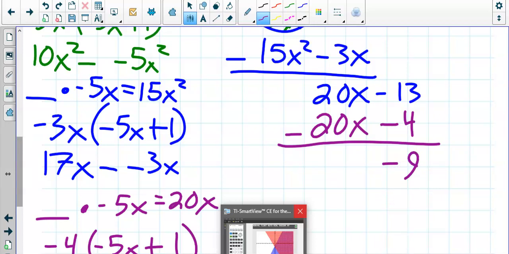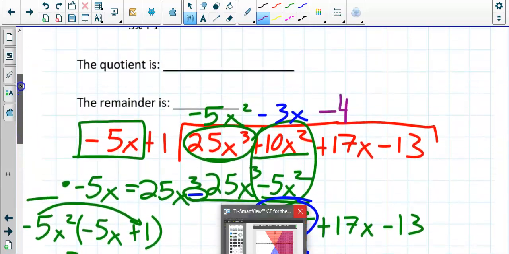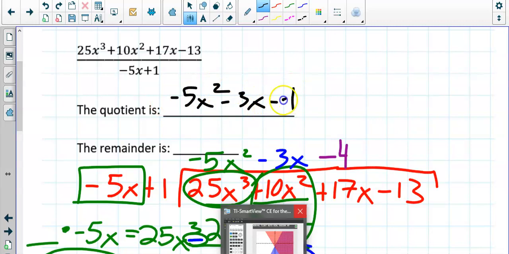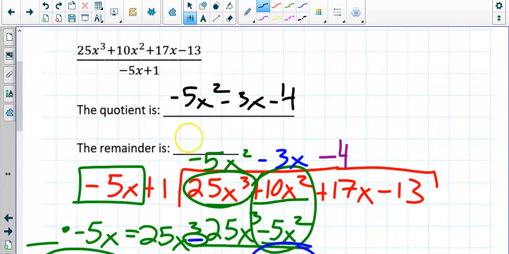And you can't do anything else now because there's no way I can get a negative 5x into a negative 9. That's our remainder. So up here in the box, now we're ready to answer some things. What's the quotient? What's the remainder? There you go. Sure. You can write anything you want down. And there's your one and only one long division problem.